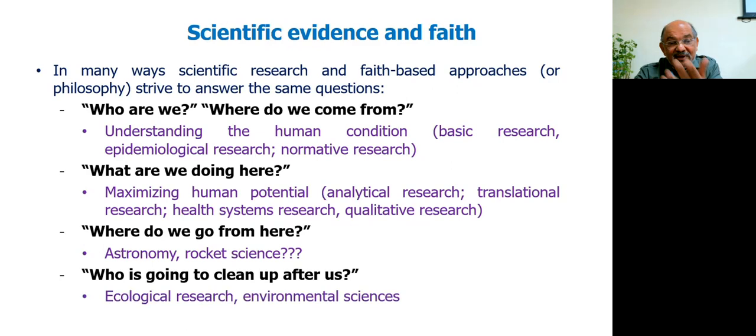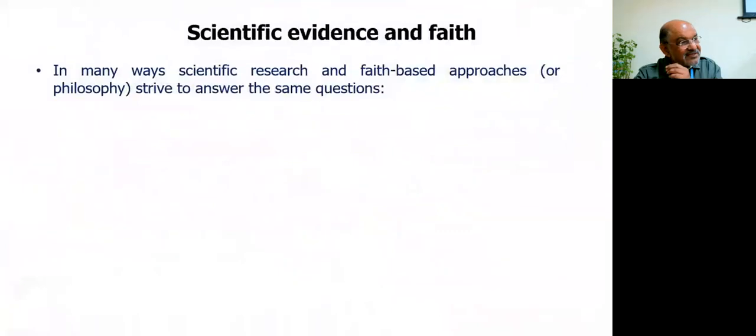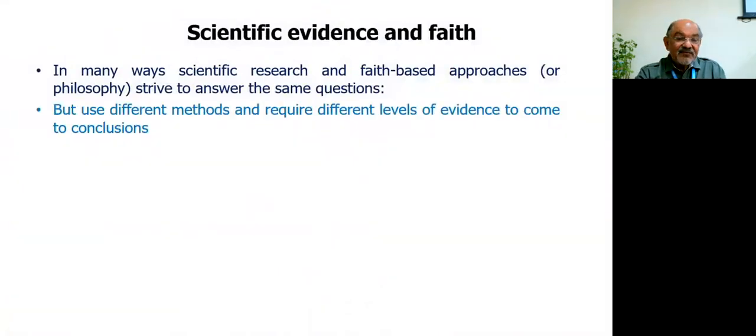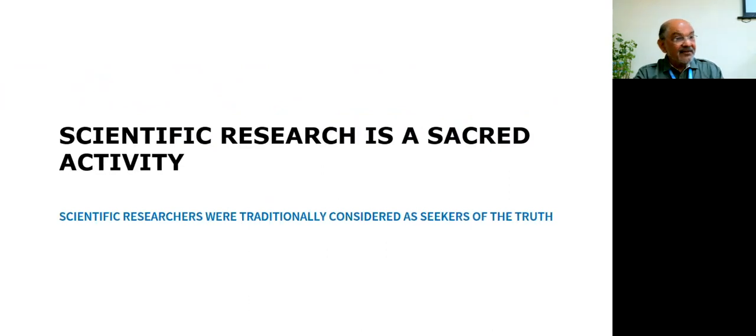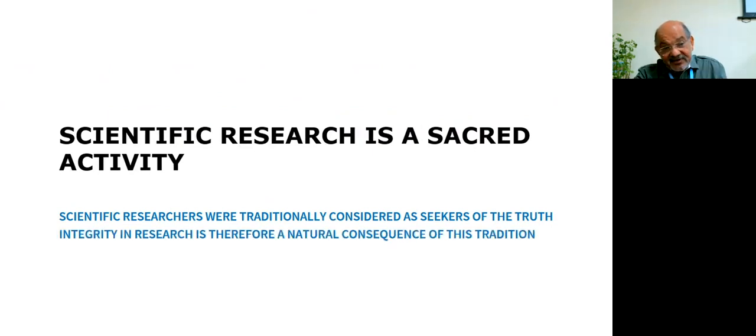So people of science have invented methods to try and understand what's going on, cleaning up after us, right? So there are lots of similarities, but in science, for scientific evidence, we use different methods and require different levels of evidence to be sure of what we are saying. So it's not that people of faith don't have evidence. Their evidence is a more personal sort of evidence. This evidence is meant to be generalizable. Right. So what I'm trying to drive at is scientific research is actually meant to be a sacred activity. And there was a time when scientific researchers were considered seekers of the truth. And in that tradition, integrity in research is critical.